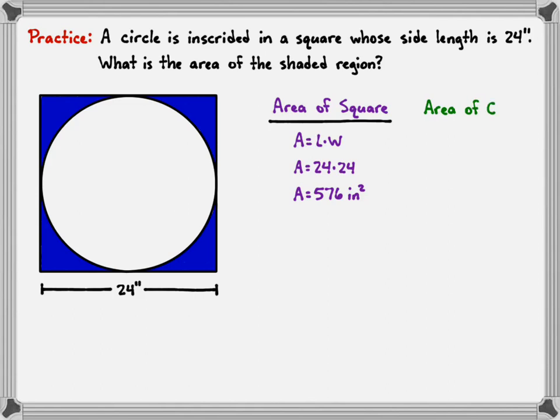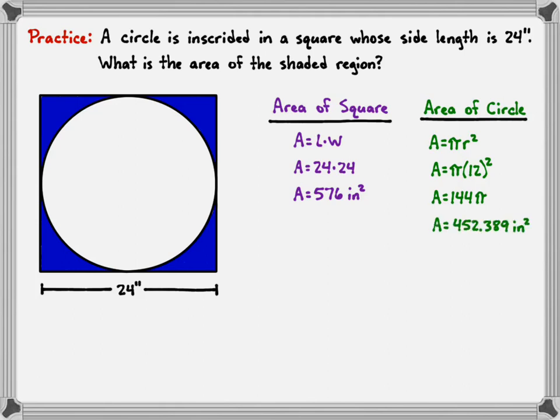And then the area of the circle, remember, is pi r squared. Well, what is the radius? Remember, the radius is the distance from the center out. Well, the only number I have is the 24 inches. The 24 inches is the diameter. It's the distance across. So that would imply that the radius is half of that, or 12. So 12 squared is 144, so we got 144 pi. Multiplying that out, you end up with 452.389 inches squared.